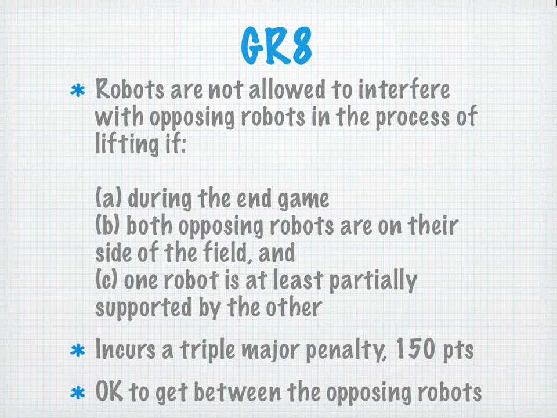It's very, very huge. Now, what is allowed is that it is okay to play defense. If you've got two robots on the red side of the field and they're trying to get into position so that they can lift, a blue robot can get in between them and be a nuisance and keep them from getting together. But once the two red robots are in contact and one of them is at least partially supported, then you can't touch them. But before that happens, it is okay to run defense.